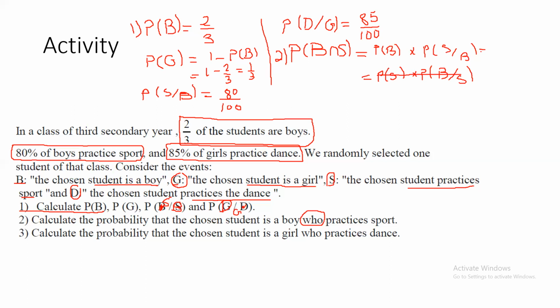What is the probability of B? 2/3 times S given B, which is also 80/100. We can remove 0 and 0. We get 16/30, or 8/15.